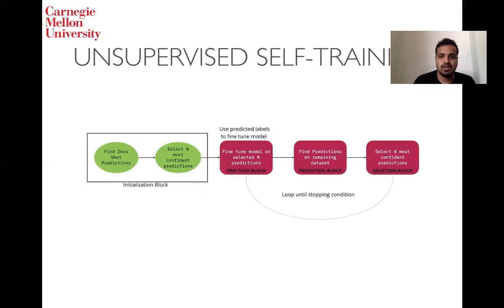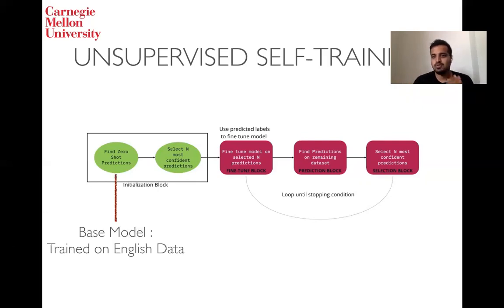So let's get to the unsupervised self-training framework. This framework is a minor twist to the self-training algorithm, which is a semi-supervised algorithm. We start with a base model, which in our case will be trained on English sentiment data because all our code-mixed languages are code-switched with English.